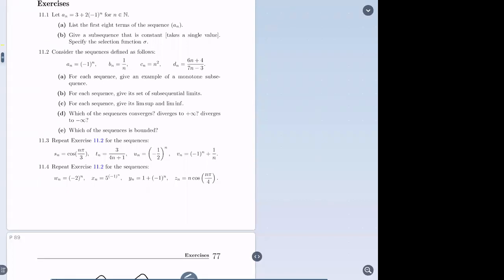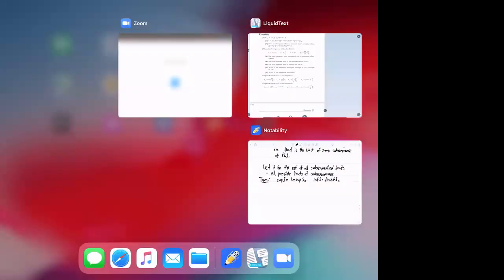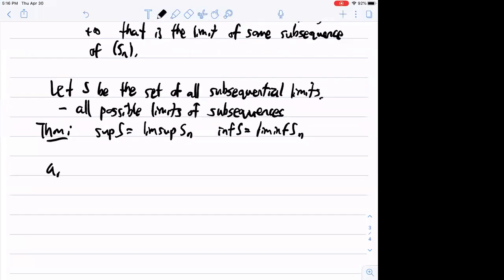So here for part A, I need to give a monotone subsequence for a_n, so it either has to be increasing or decreasing. For a_n equals (-1)^n, you just take n equals 2k. We went over this before. This is just a sequence of ones, and by definition it's increasing and decreasing.